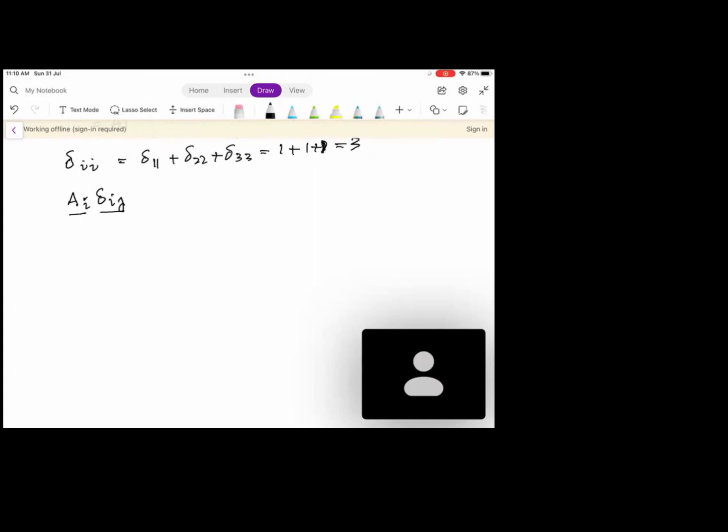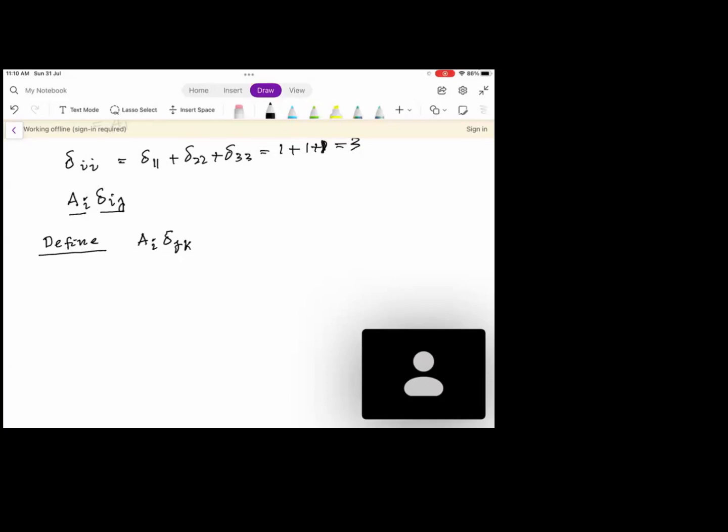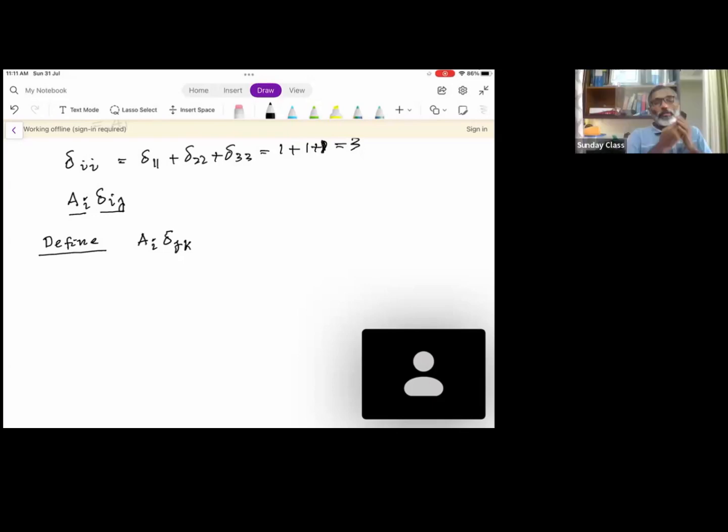Okay, so let us look at a different quantity. Define something like this. We are just playing around. So let's define AI delta JK. What can you say about this animal? How many free indices are there? Three.